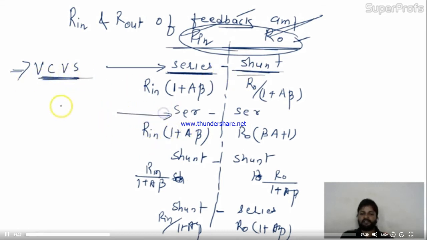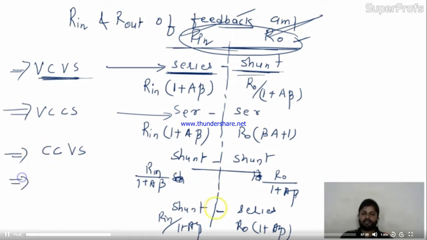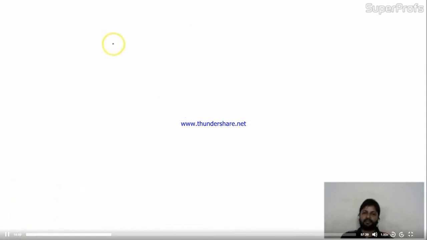What about series? This is voltage control current source. What about shunt? This is current control voltage source. And what about shunt series? This is current control current source. Okay friends. And the other names of these topologies we discussed earlier.